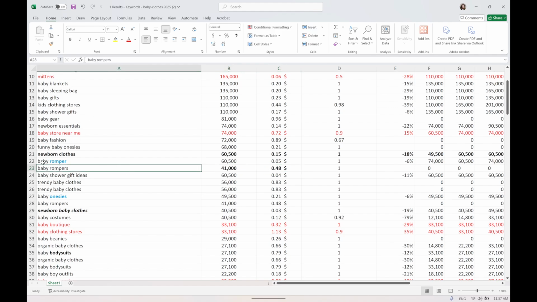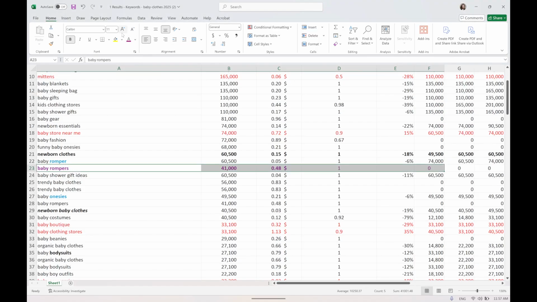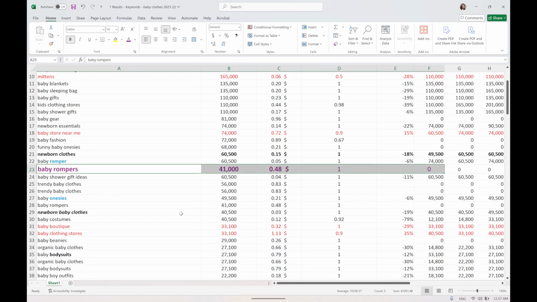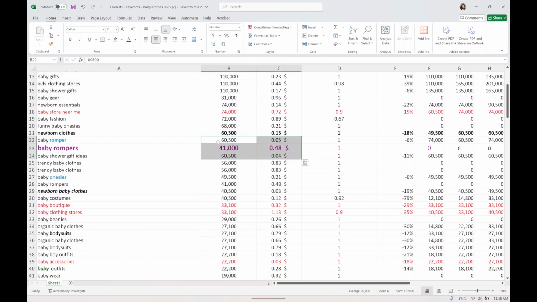But this is exactly one of the kind of paradoxes. So baby romper is a very good keyword. This is very close to actual. All right, so search volume for baby romper is 60,500. I am probably going to use baby romper in my Google search ads instead of baby rompers and see what happens. I want to find out what's going on here.